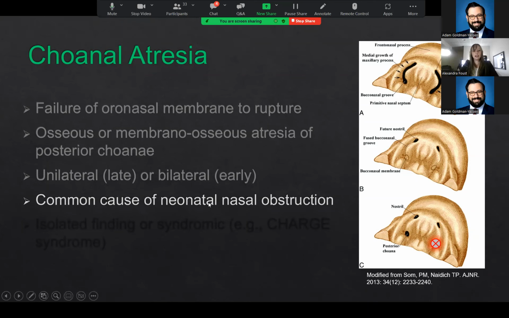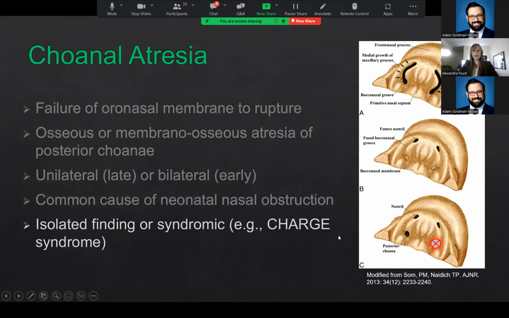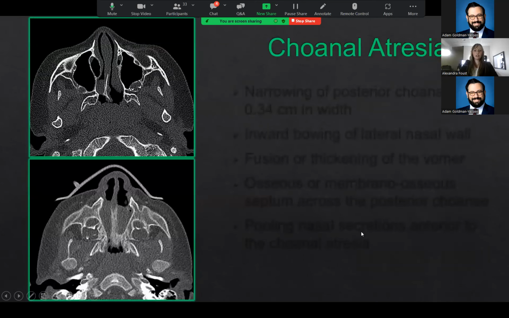But if you see unilateral or bilateral, you definitely want to look for potential syndromic findings. Choanal atresia can happen by itself, and definitely unilateral is more commonly isolated, but both unilateral and bilateral have a reasonably high occurrence with syndromic conditions such as CHARGE syndrome, which is coloboma, heart defects, choanal atresia, renal anomalies, genitourinary anomalies, and ear anomalies. And so let's look at an example of this.